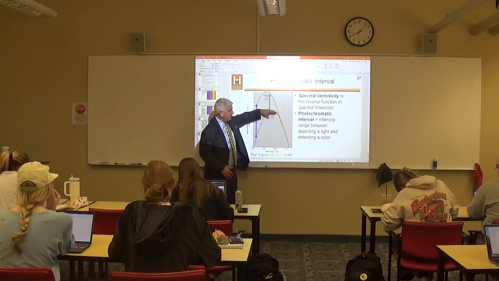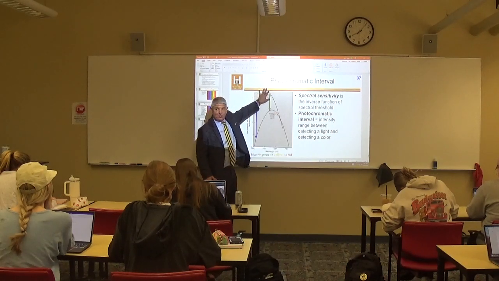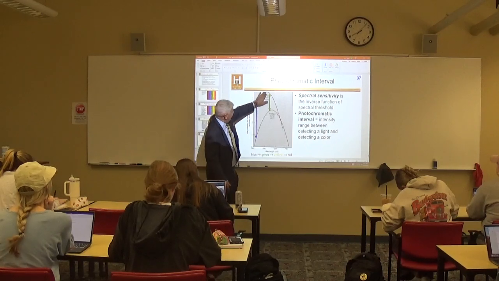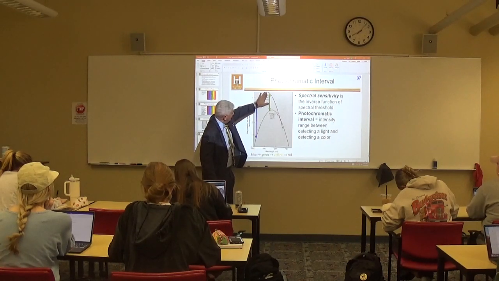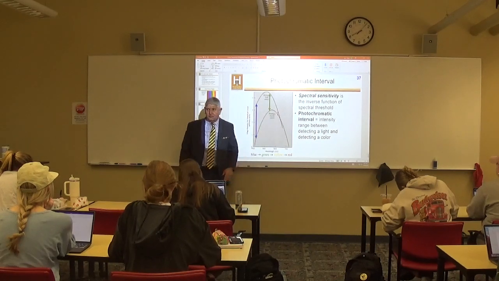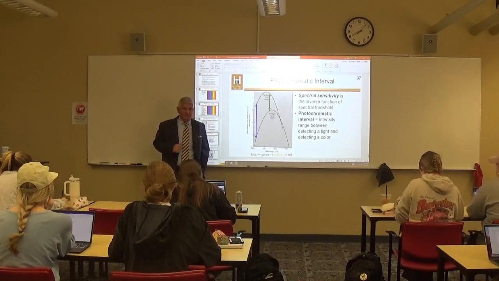Overall, less sensitive than the rods. The rods are much more sensitive. But again, the rods only have one photopigment that's most sensitive to green and insensitive to red. Does that make sense?